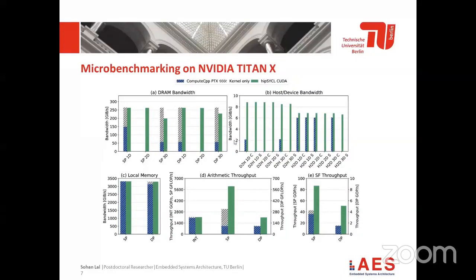The host to device bandwidth measures the transfer between the host and device memory. The local memory bandwidth is similar in spirit. The arithmetic and the SF benchmarks basically exercise the device's main arithmetic units and special function units. As these are bandwidth and throughput results, higher is better, except for the local memory benchmark, where both HipSQL and compute CPP show similar results.